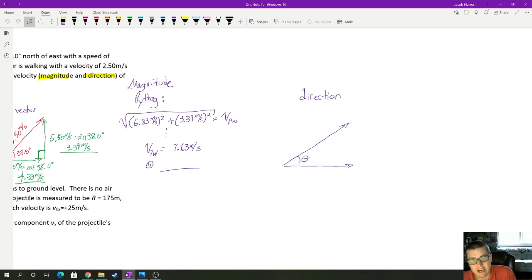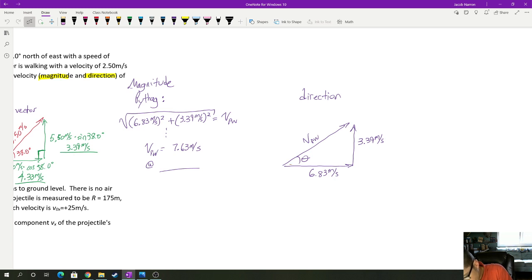So we said that the x component was 6.83 meters per second. Same as before. We said the y component of this resultant vector was 3.39 meters per second. So we'll put that right here. VPW, we don't really care because we don't need it. But we're looking for theta. Using kind of what I taught you guys from before, look on this side.